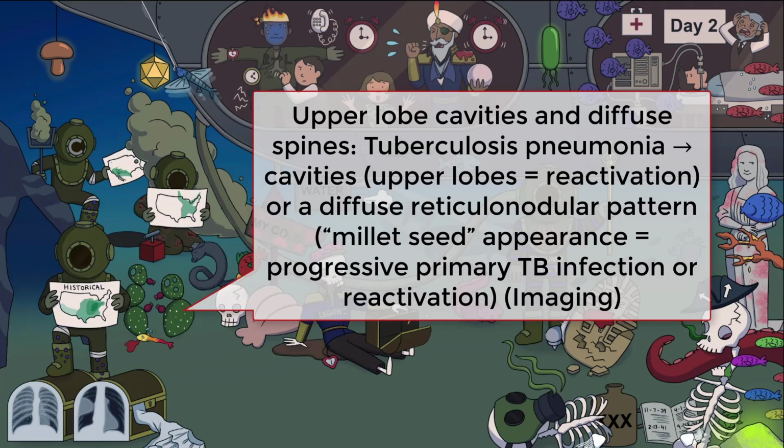As for TB, cavitations in the apical segments of the lungs are associated with reactivation tuberculosis. In contrast, a diffuse reticulonodular pattern, known as a millet seed appearance, suggests a progressive primary TB infection or the reactivation of a latent site. This is called miliary TB, and it's depicted by the diffuse nodular spines on the cacti.